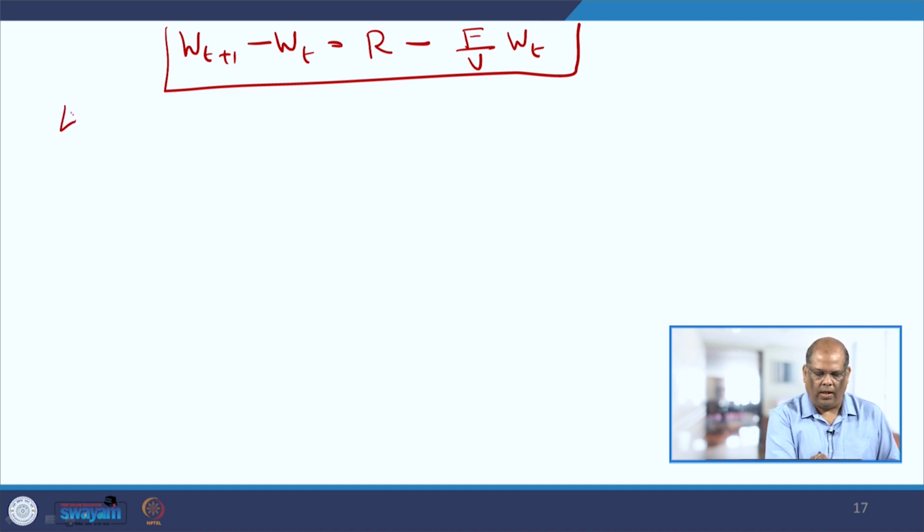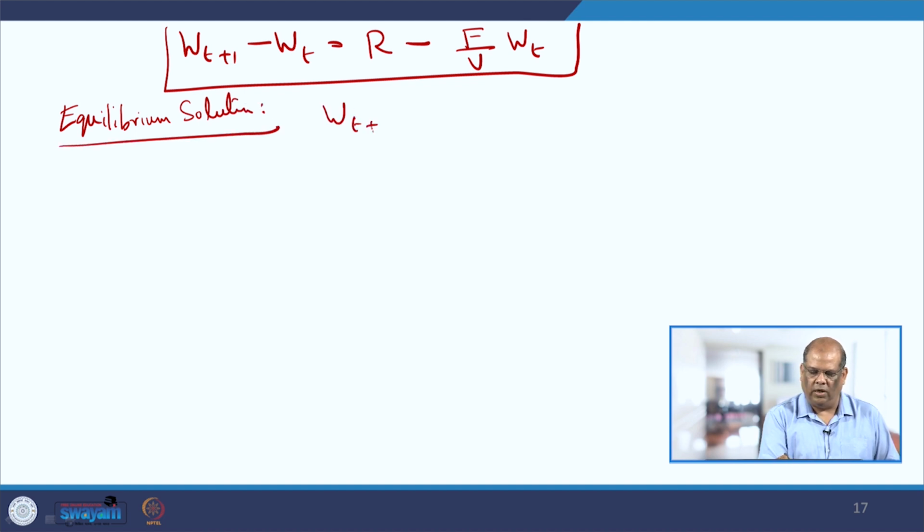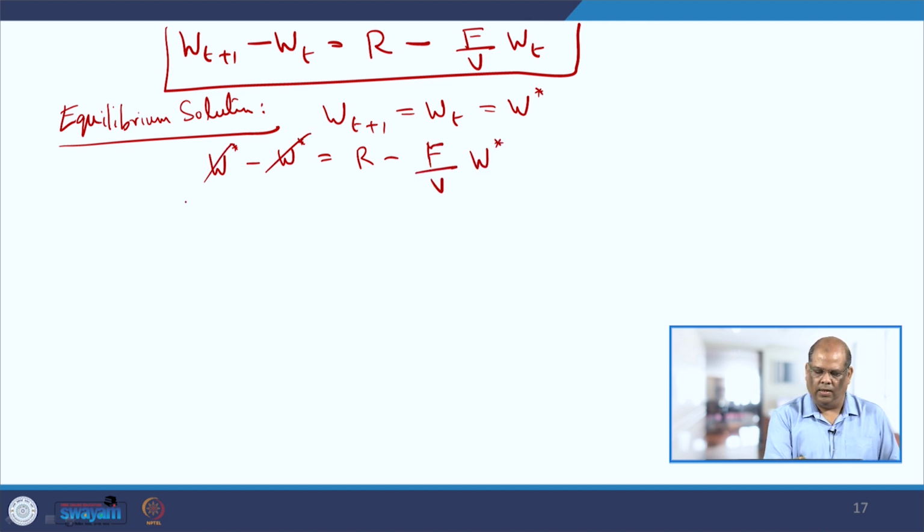Now, to get the equilibrium solution, we assume there is no change between t and t plus 1 and we substitute that to be some W star. So, W star minus W star equal to R minus F by V W. This cancels and this gives W star equal to R V by F.